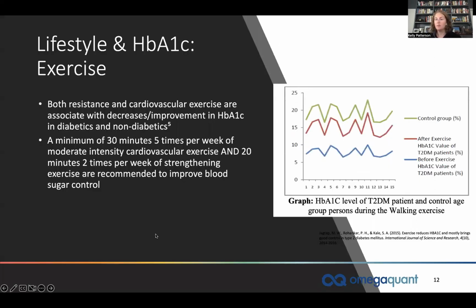Exercise is another really, really powerful way to manage blood sugar. Both resistance and cardiovascular exercise are associated with decreases and improvements in A1C in both diabetics and non-diabetics. Okay. So before exercise and after exercise, you see this in diabetics, but plenty of studies have shown that the same effect happens in non-diabetics as well.